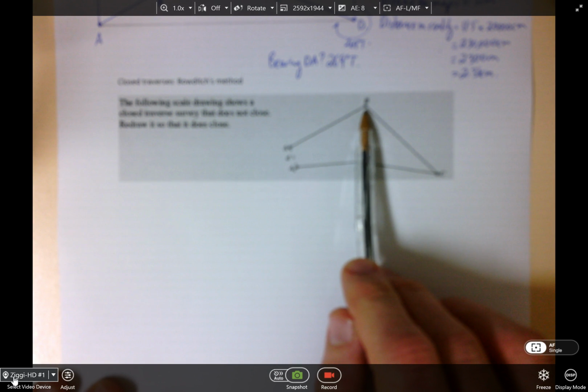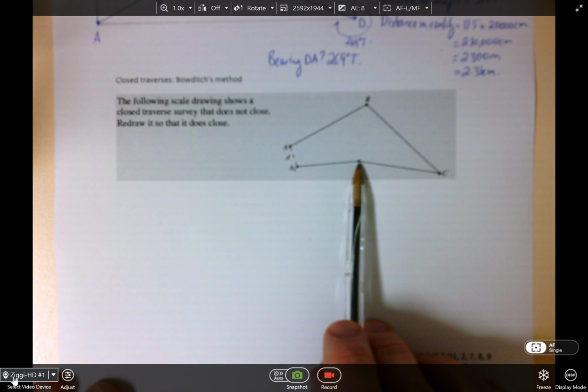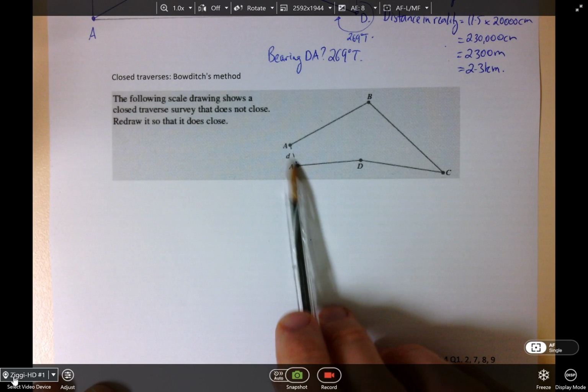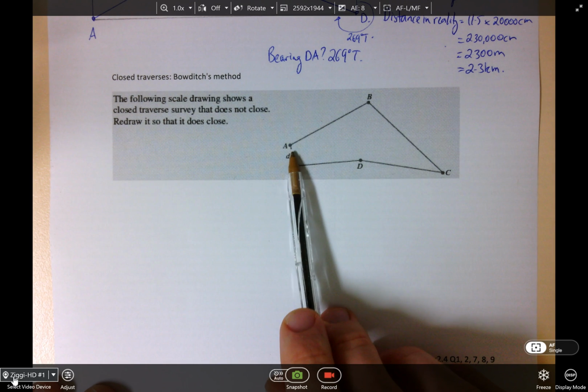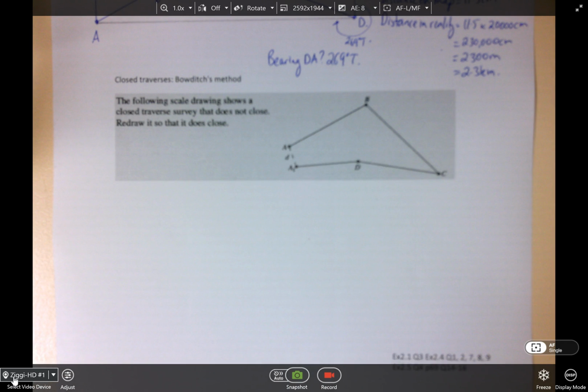So we went from A to B, B to C, C to D, and then we're hoping to get back to A, but we're actually at this A1. We ended up on our map when we got back to the office, this distance away. So we're going to use a method to correct this survey. It's called Bowditch's method.